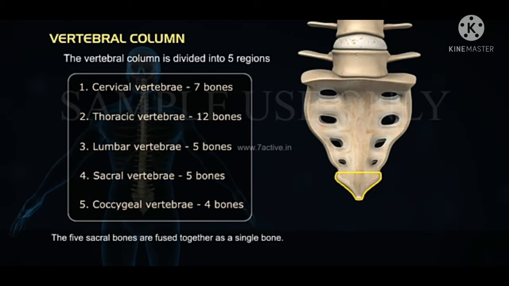The 5 sacral bones are fused together as a single bone. The 4 coccygeal bones are fused together as another single bone. Thus, the total vertebrae are 26 in number.